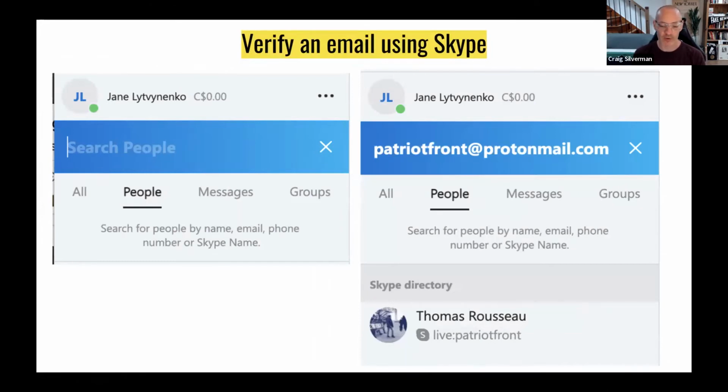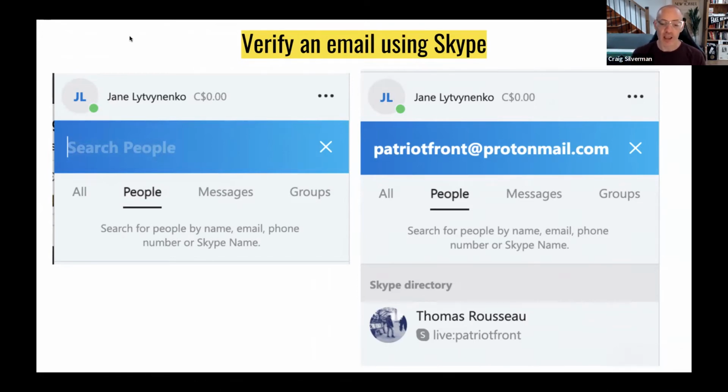One other thing that I like to do with an email address, and this is an example from my friend and former colleague, Jane Litvinenko, where if you have an email address, you can open up Skype and put it in the search field for a person. So you see on the left there, it has the search people area, put in an email address like Jane did here, and it will tell you if there is a Skype account connected to that email address.